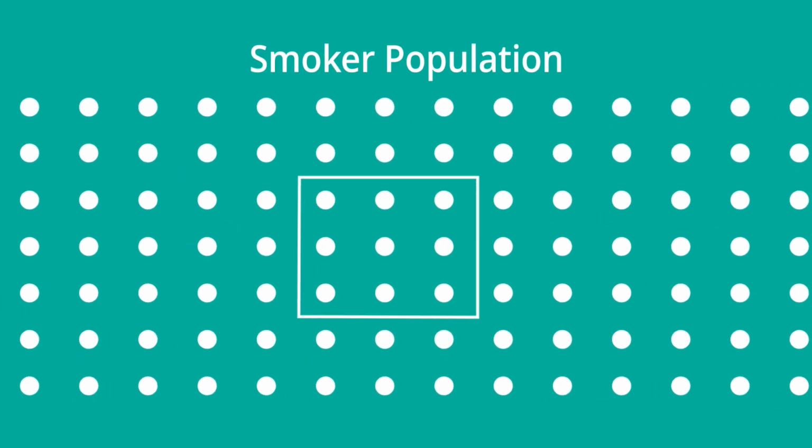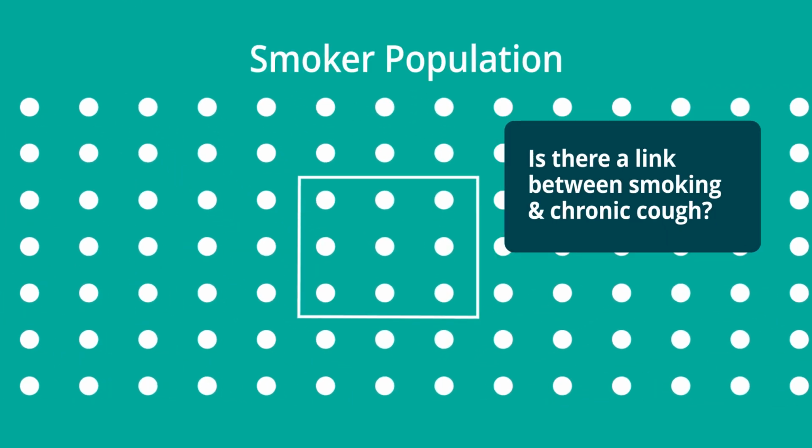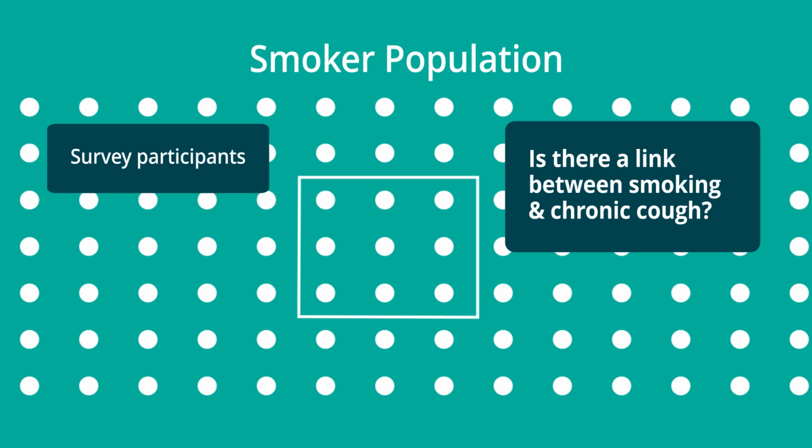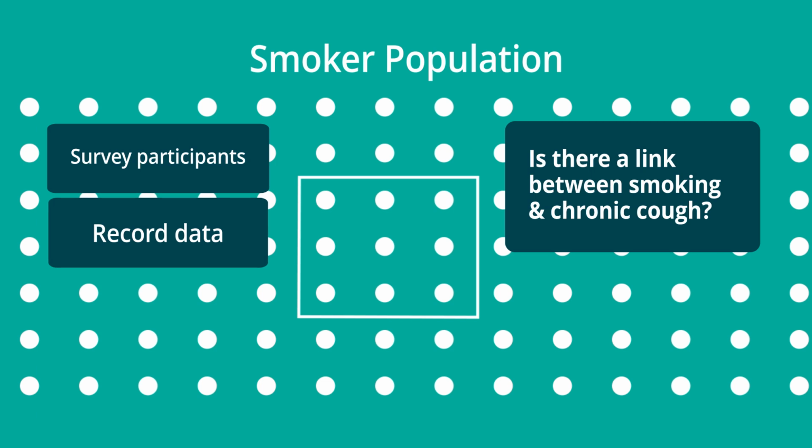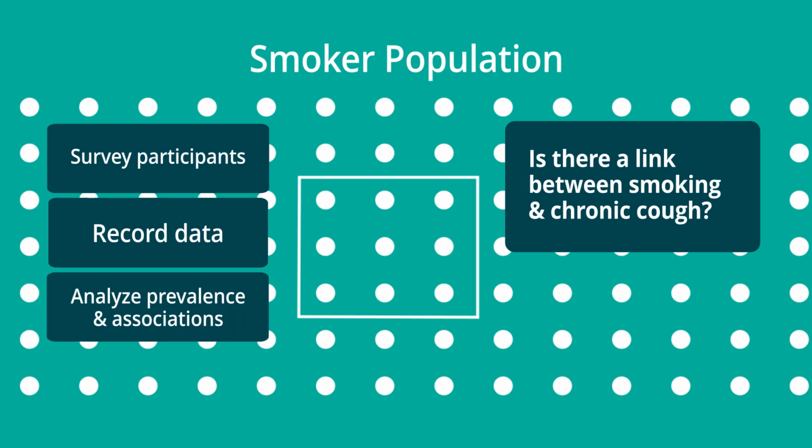For example, suppose researchers want to know, is there a link between smoking and chronic cough? You could first survey participants at one time, record the smoking status and presence of chronic cough, and then analyze the prevalence and statistical associations. This helps researchers spot associations without proving cause and effect.